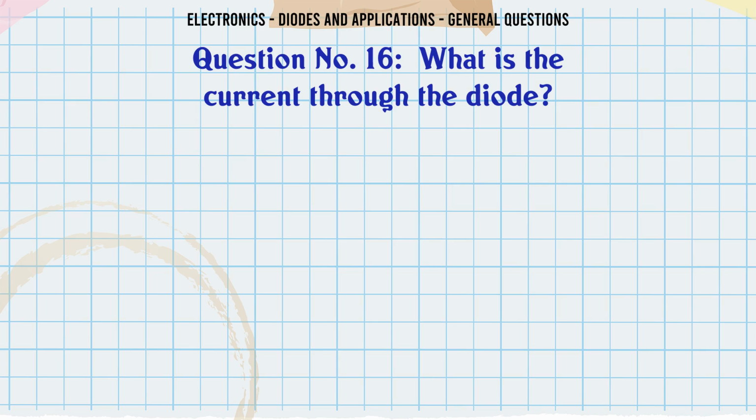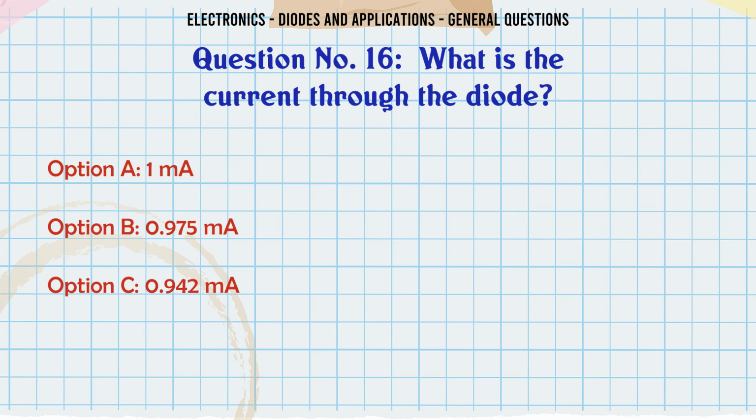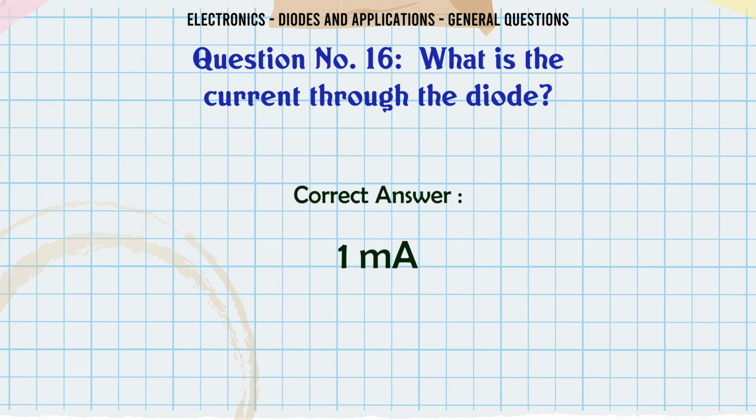What is the current through the diode? A. 1 mA, B. 0.975 mA, C. 0.942 mA, D. 0.0 mA. The correct answer is 1 mA.